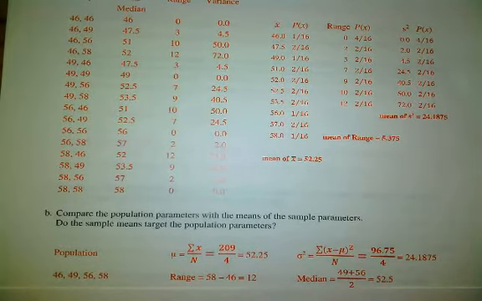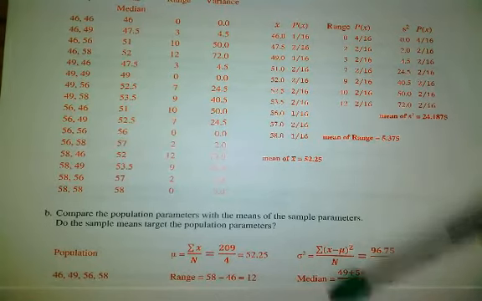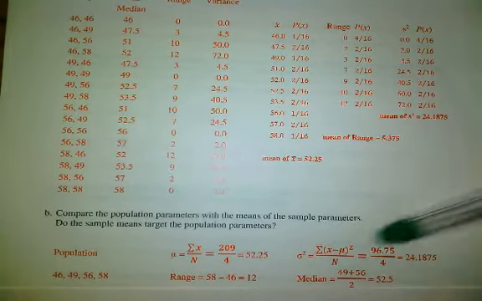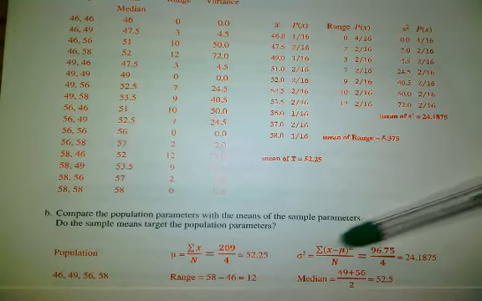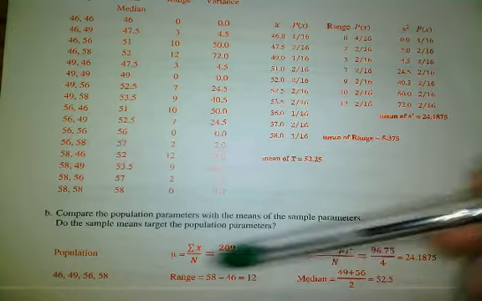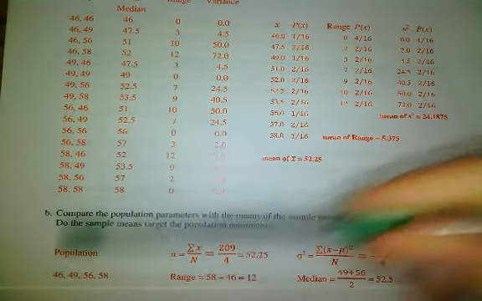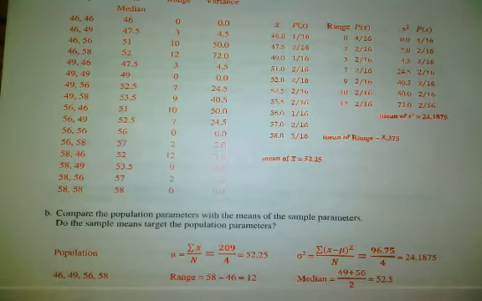For the variance, we add up the differences squared, no square root, so it's not the standard deviation, and divide, and we get this. Range, well, the smallest one is 46, the biggest one is 58, so the range is 12. And the median, I've written these in order, so the middle 2, divide by 2, gives us our median.